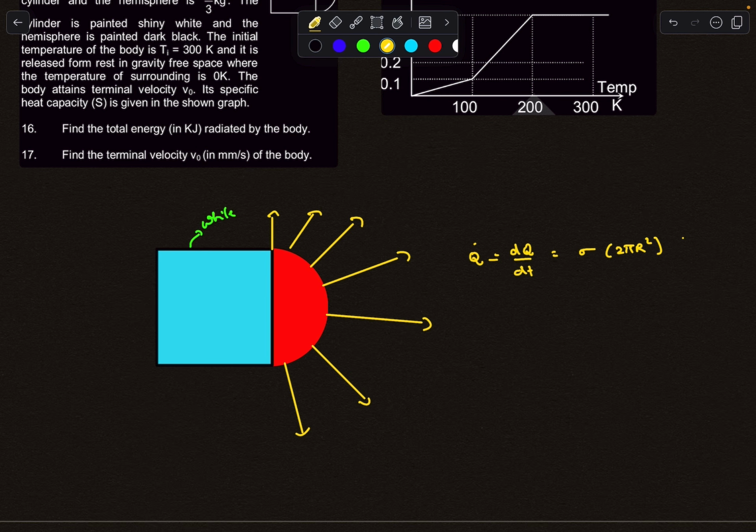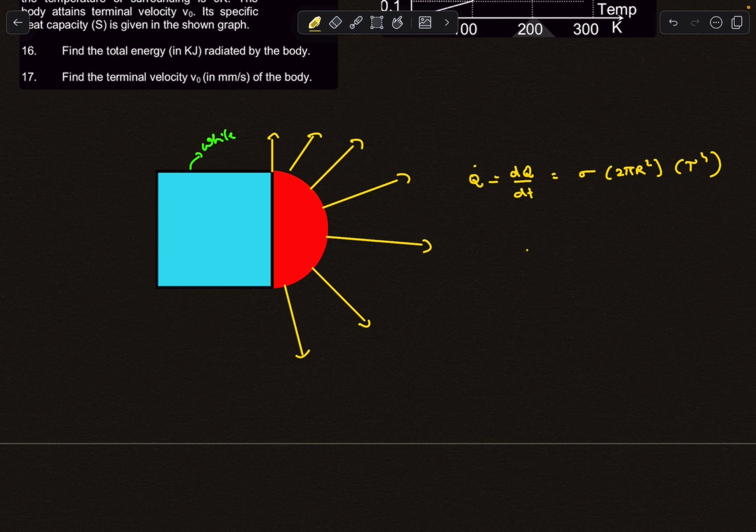The surrounding temperature is 0 Kelvin, so this is just going to be T to the power 4. Okay, so this is what the radiative heat transfer from the hemisphere is coming out to be. So let's say if the body loses a heat dQ to the surroundings, then I can also write dQ as m s dT. So if it loses or gains an amount of dQ, then its temperature increases by dT, and they can be related using this relation.